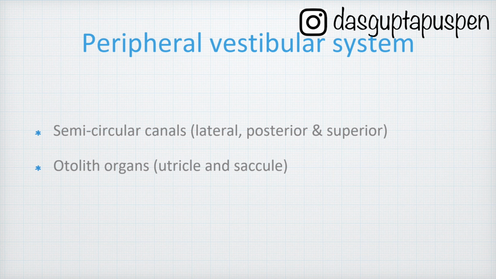These semicircular canals are responsible for perceiving angular acceleration, whereas the otolith organs, utricle and saccule, are responsible for perceiving linear acceleration. Utricle is predominantly in the horizontal plane, whereas saccule is predominantly in the vertical plane, although both utricle and saccule can perceive linear motion in both planes.